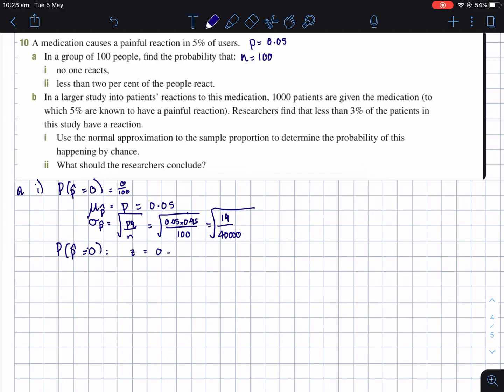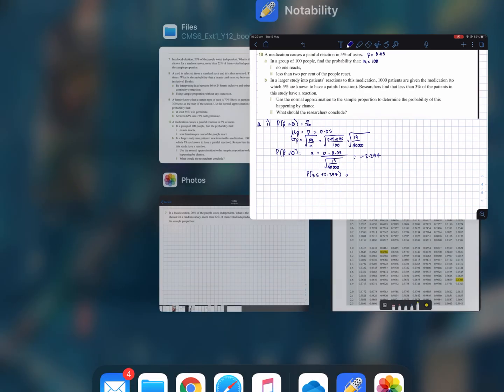So we're going to have 0 minus the mean, 0.05, over the standard deviation, the square root of 19 over 40,000. So that z-score was 0 minus 0.05 over square root of 19 over 40,000, negative 2.294. So let's find the probability that z is less than or equal to negative 2.294, because having no one die lets us count everything to the left of that. We're going to be able to find it for positive 2.294.